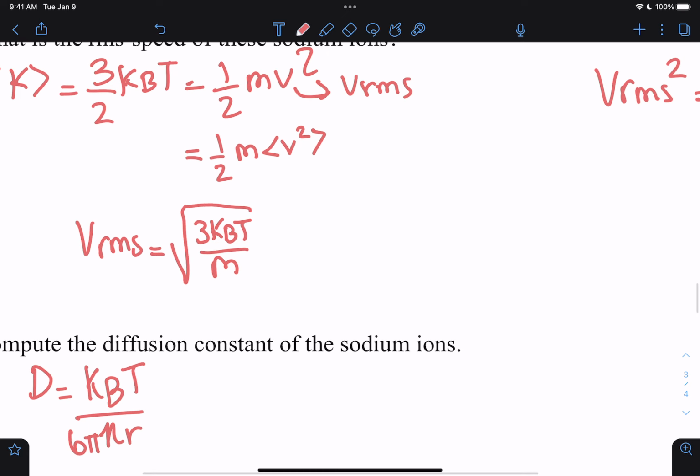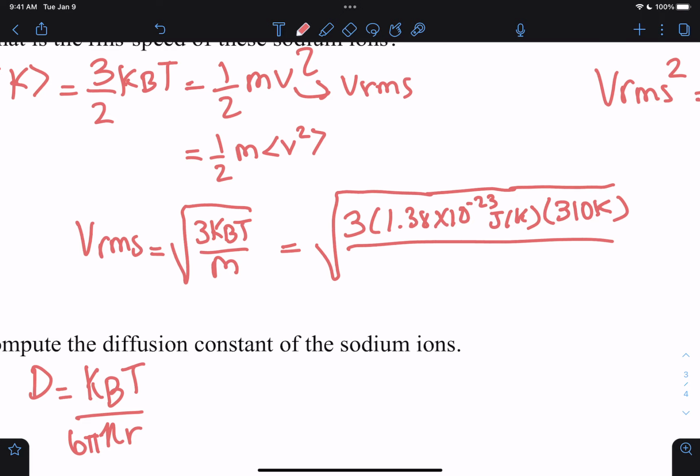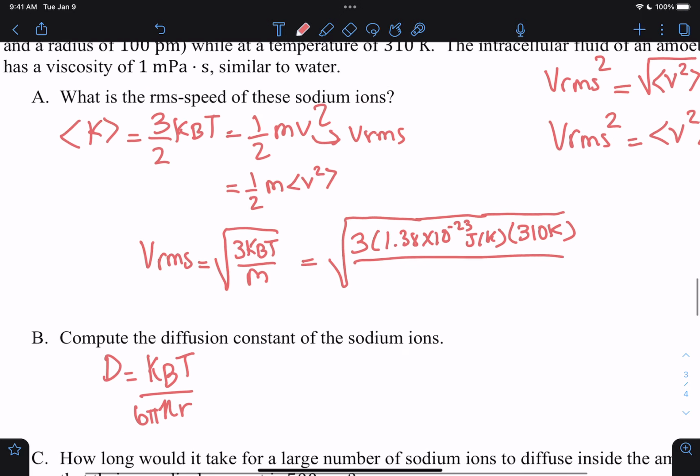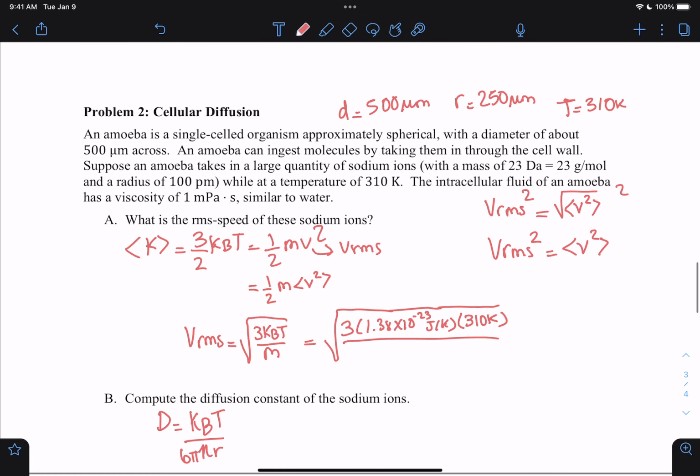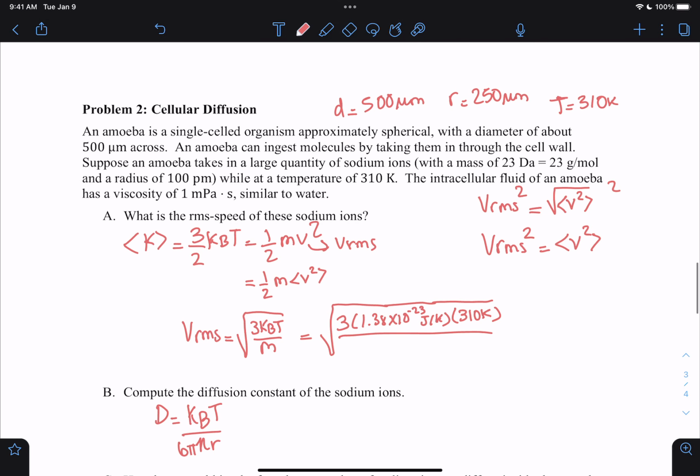Now it's just a matter of plugging things in, right? So we know that this is root 3 times kBt. Kb is 1.38 times 10 to the negative 23 joules per Kelvin. Temperature is 310 Kelvin, right? And then we need to figure out our mass. So they told us that the mass of the sodium ions is 23 grams per mole.